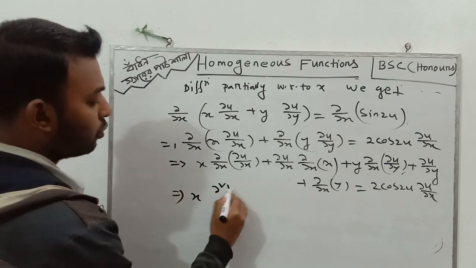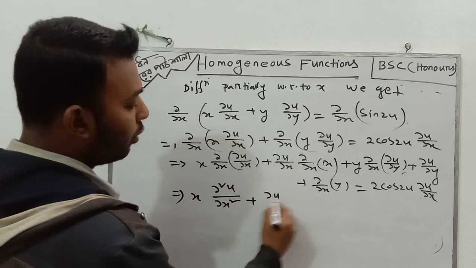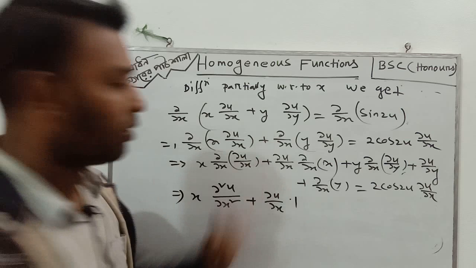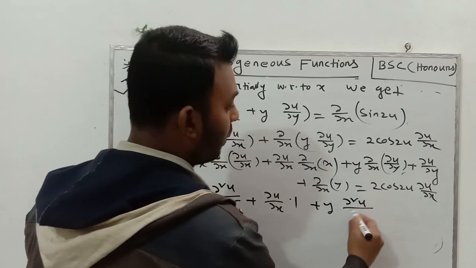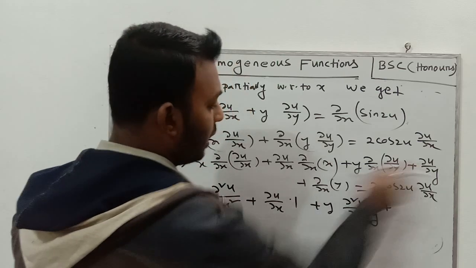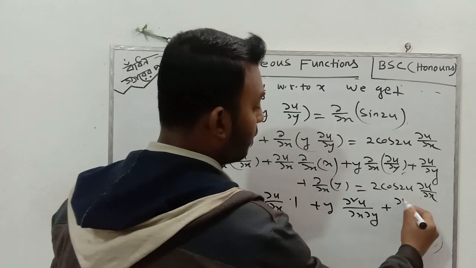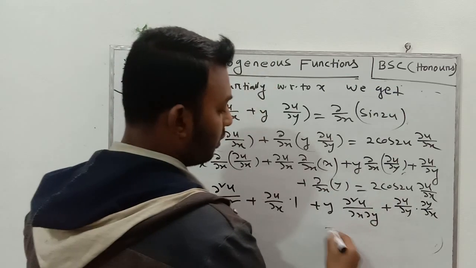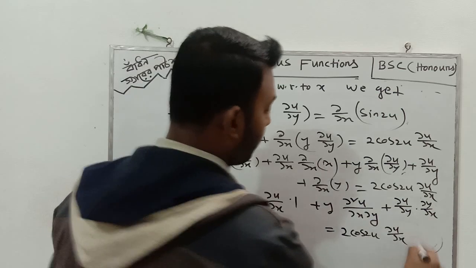x del 2 u del x squared plus del u del x is equal to 1. So y del 2 u del x del y and del u del y and del u del x, del u del y del x, this is equal to 2 cos 2u del u del x.